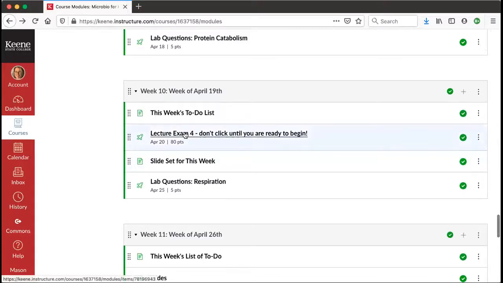Here's the lecture exam. And here are the slides for today's lab. And this is the homework questions that are associated with the lab. So this is actually the last set of homework questions that you'll be doing related to laboratory. You don't have any lectures to view this week. Hooray, you get a little break, which is great.